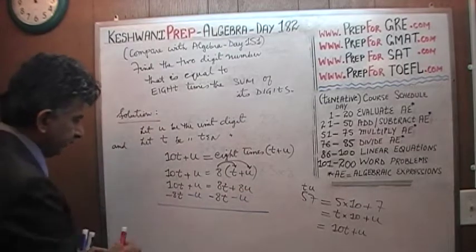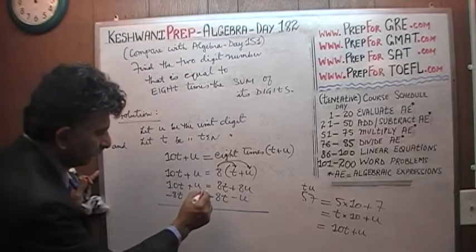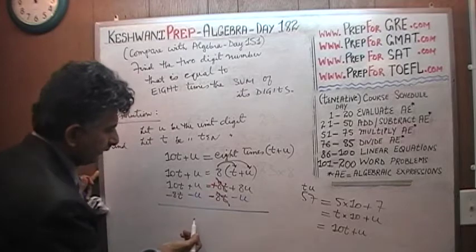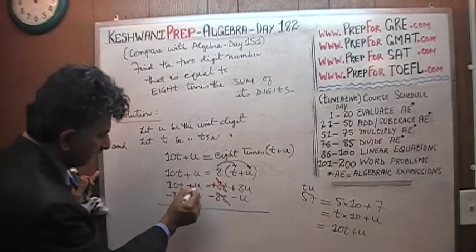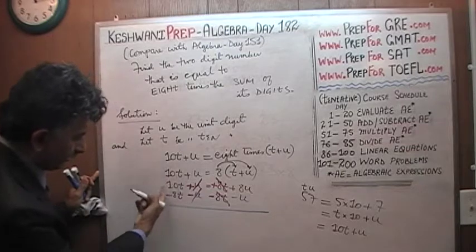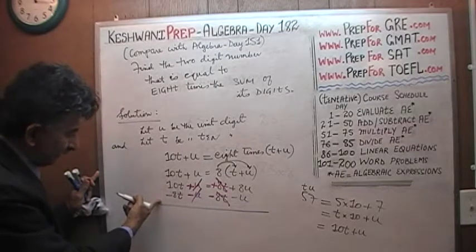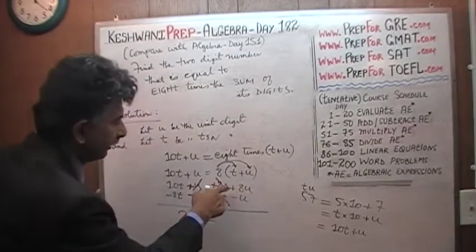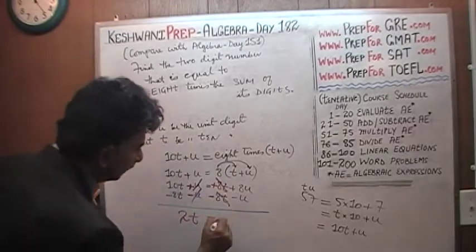We're subtracting 8t's from both sides. This is positive 8t, this is negative 8t, so they cancel out. And here we have a positive u and a negative u, and they cancel out. So on this side of the equation, what we're left with is 10t minus 8t, which gives us 2t, equals, and here we have 8u minus a u gives us 7u.